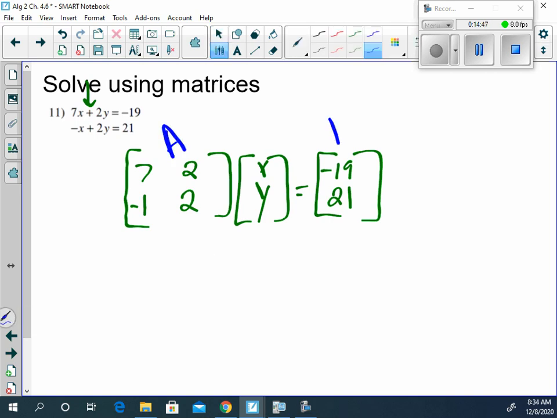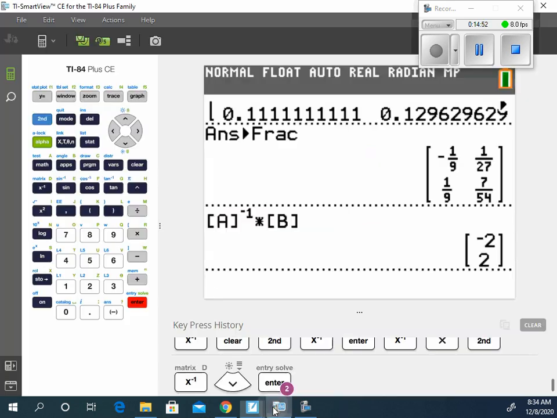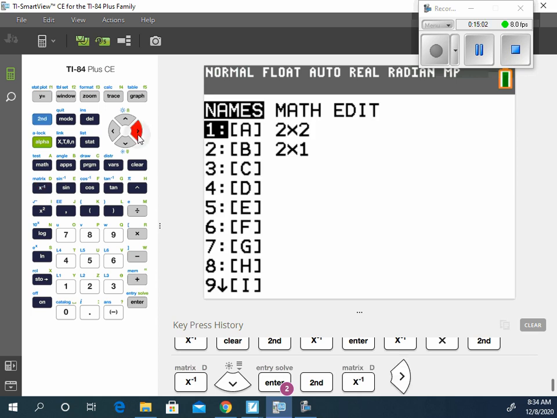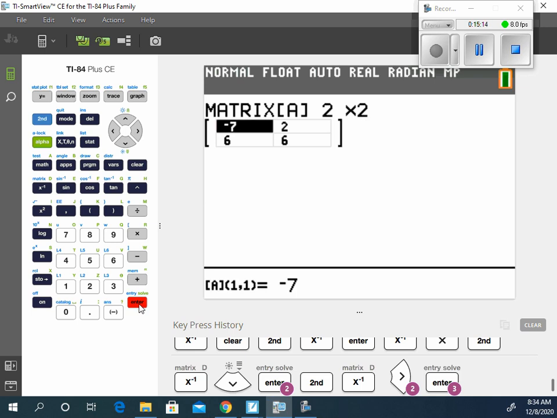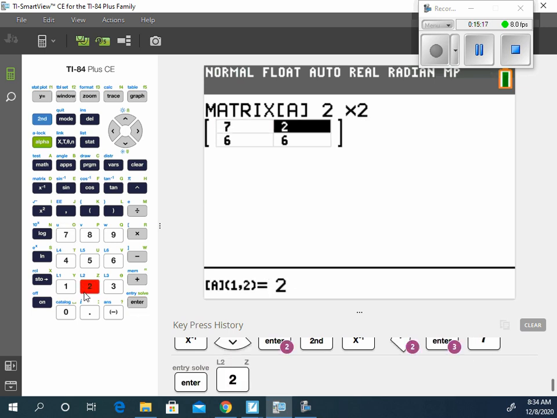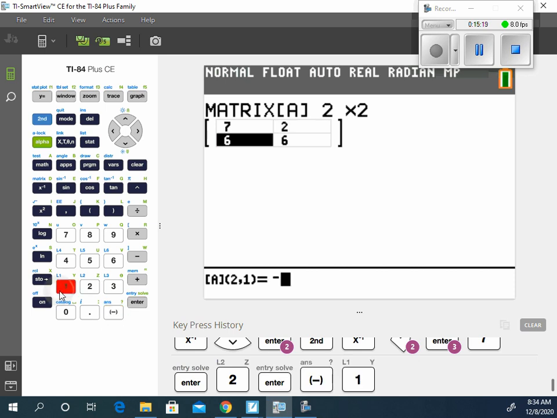At this point here, we can use the graphing calculator to plug these in. So we can go second, matrix, over to edit, and hit enter. Now for this here, are we still dealing with the 2 by 2? Yes. So enter. This time we have 7, 2, -1, and 2.